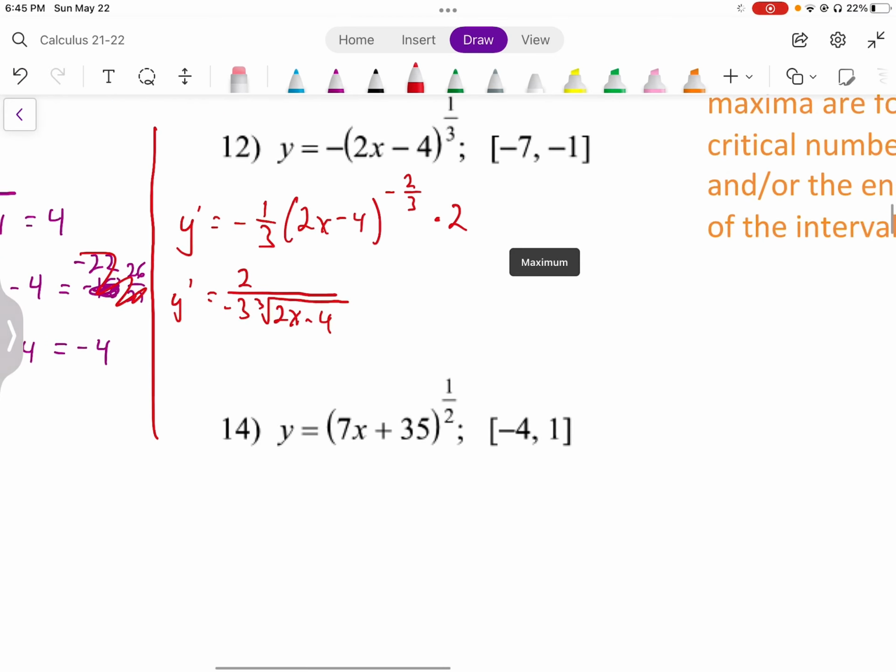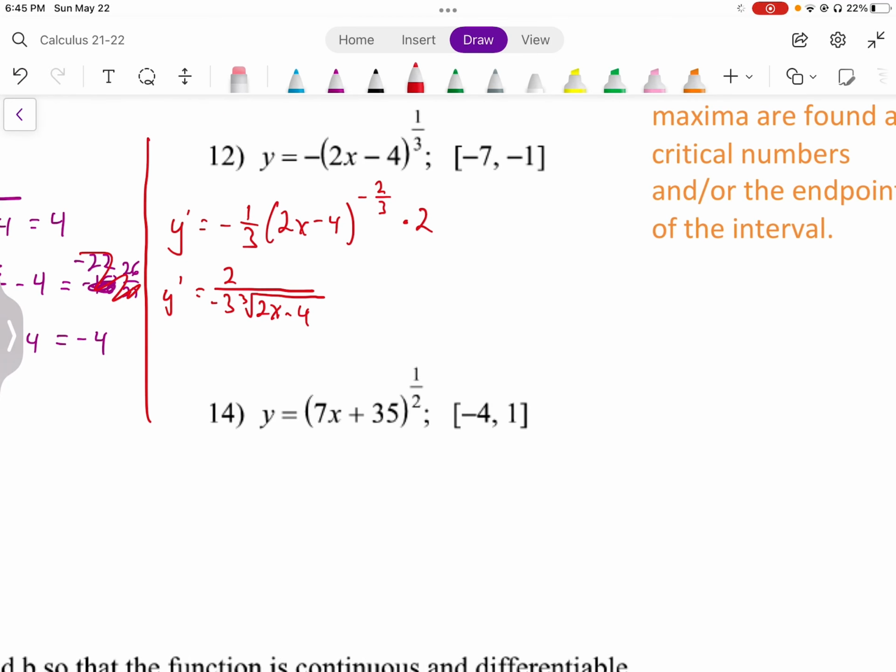We can zoom in so that's a little easier for you to see. We want to know when this is 0 or when it's undefined, because that's when it's a critical number. Well, this actually never equals 0. For it to equal 0, we would need a 0 in the numerator, and there are no values of x that give us 0 in the numerator. Is it ever undefined? Well, first of all, with cube roots you can have negatives, so negatives aren't off limits. However, it is in the denominator, so we can't make the denominator 0.